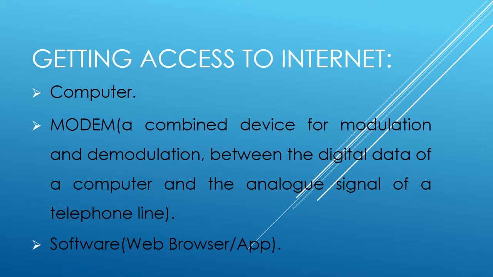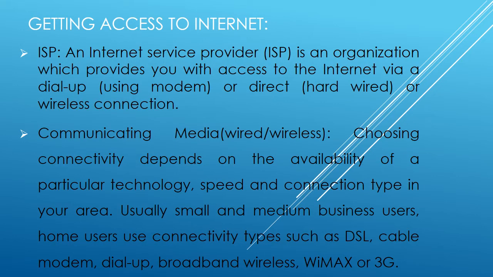Let's see what the minimum requirements are to get access to the Internet. First one is a computer. Second one is a modem, a combined device for modulation and demodulation between the digital data of a computer and the analog signal of a telephone line. Third one is software, a web browser or app. Fourth one is an ISP, an Internet Service Provider.